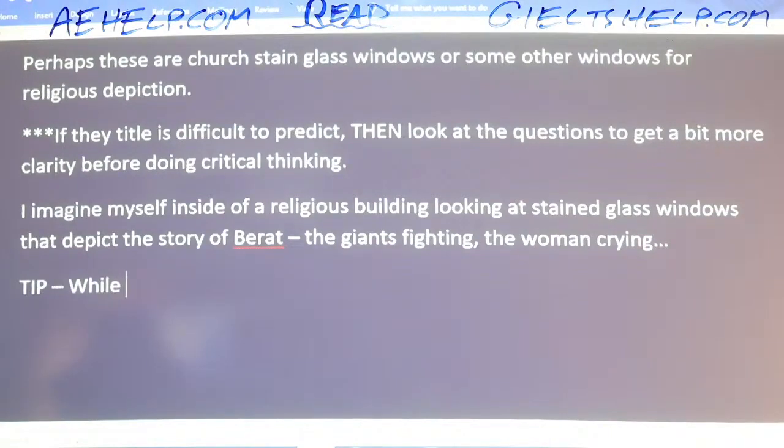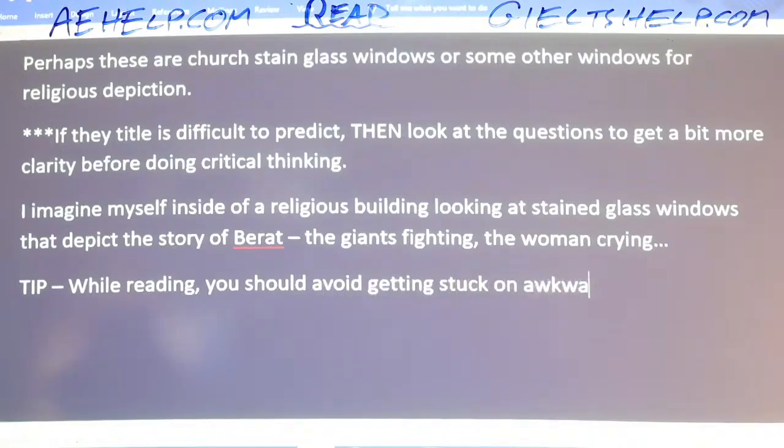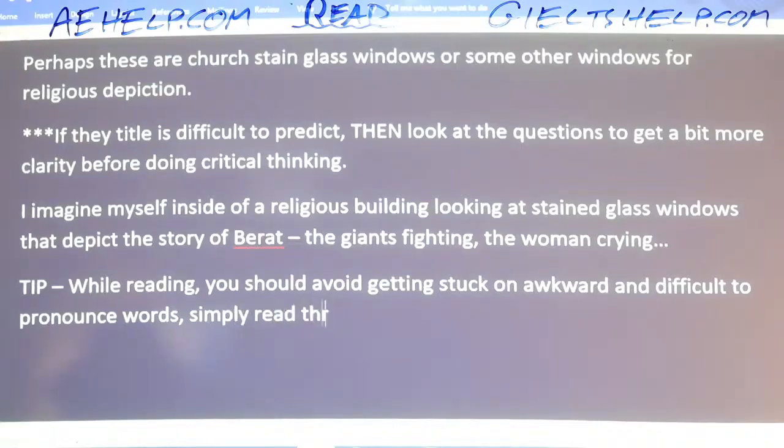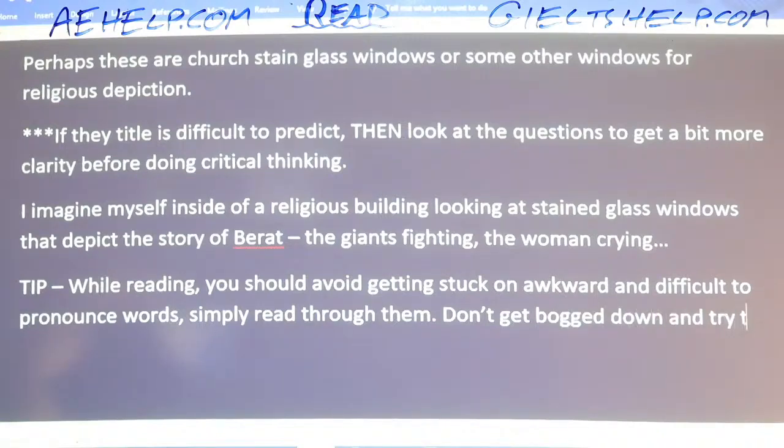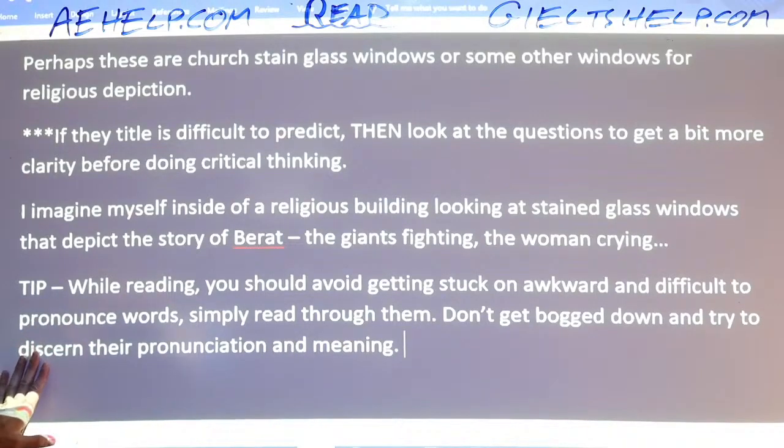So while reading, you should avoid getting stuck on awkward and difficult to pronounce words. Simply read through them. Don't get bogged down trying to discern their pronunciation and meaning, because that will really break your concentration.